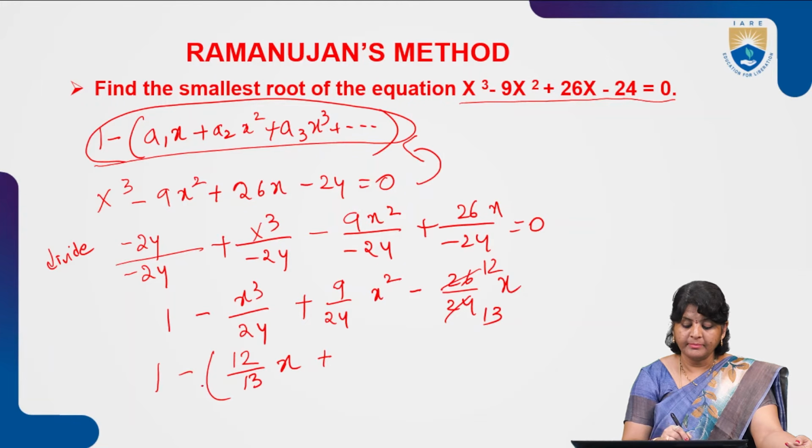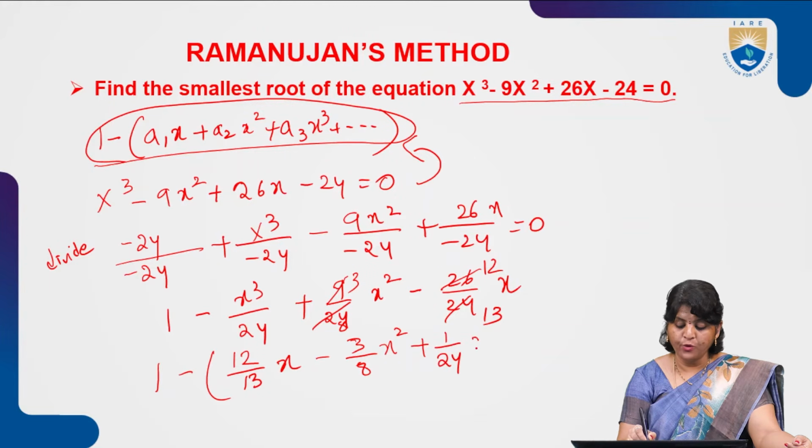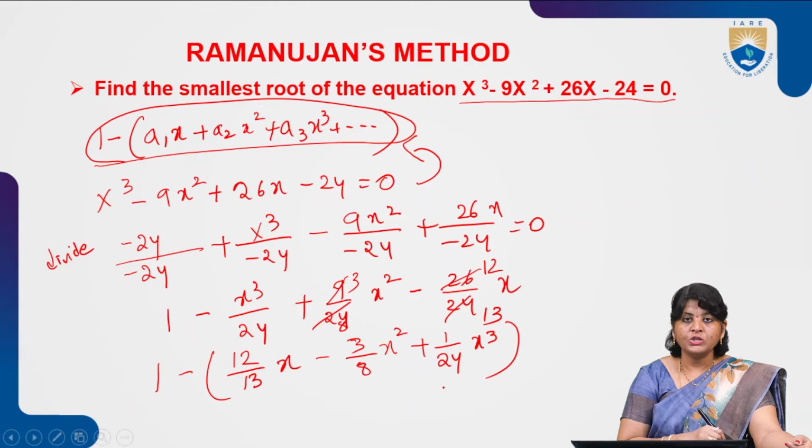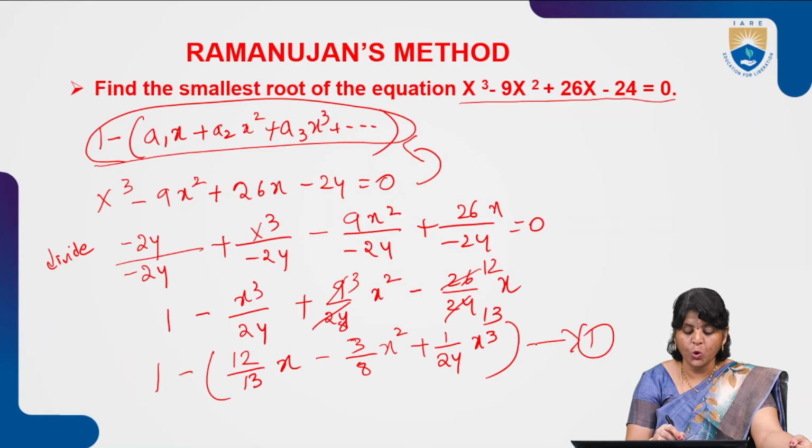This will be minus 1 by 3 by 8, so 3 by 8 minus 3 by 8 x square, and here it is 1 by 24 x cube. So we converted the given function in terms of 1 minus of a1x plus a2x square plus a3x cube. From this equation 1, we will fetch the coefficients.